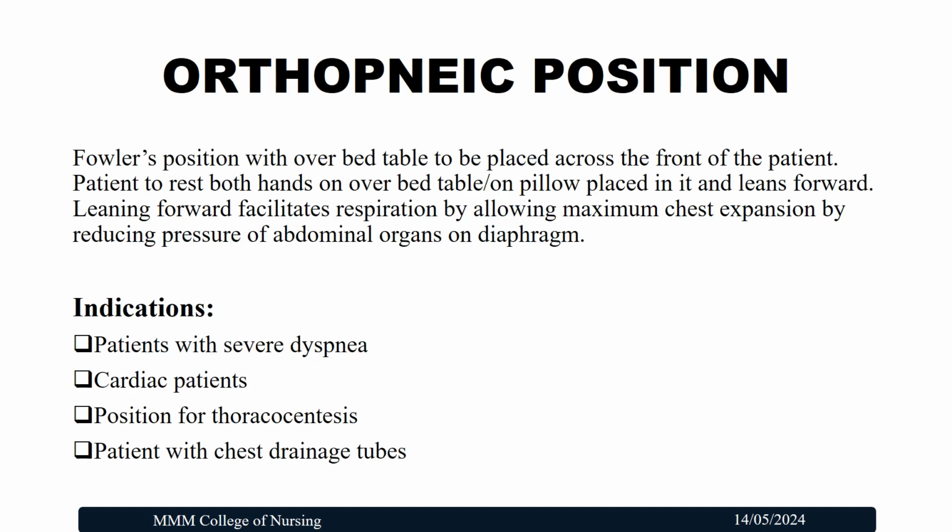Next one is orthopneic position. Fowler's position with an overbed cardiac table placed across the front of the patient. The patient rests both arms on the cardiac table or on a pillow placed on it and leans forward. Leaning forward facilitates the respiration process by allowing maximum chest expansion by reducing the pressure of the abdominal organs and the diaphragm. Indication for this position: patients with severe dyspnea, cardiac patients, position for thoracentesis, patients with chest drainage tubes.